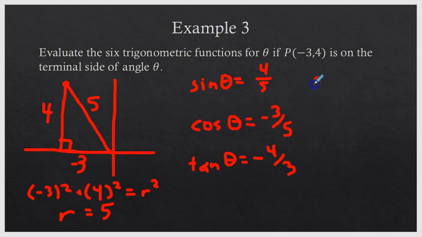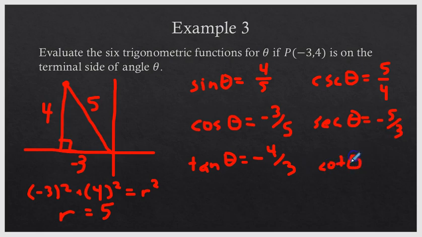Now for the reciprocal functions, remember we can just flip these numbers upside down. I didn't give any examples here that needed to be rationalized or simplified, so it's pretty easy to just go through and take the reciprocal of all of these numbers. Make sure you know which functions are reciprocals of each other though. So then we have secant, which is the reciprocal of cosine. If you flip negative 3/5, you get negative 5/3. And then cotangent, the reciprocal of tangent, is equal to negative 3/4. So you are given an x and a y value, we found r, and then we just plug into the rules I listed for x, y, and r to evaluate all 6 of the trig functions.